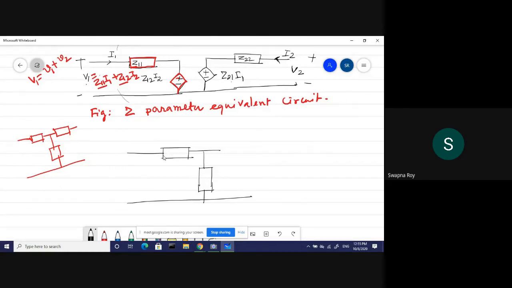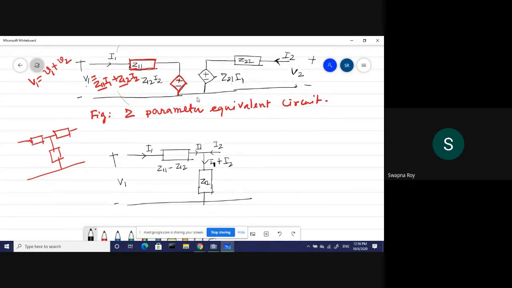The input voltage V1 is equal to Z11 minus Z12. This current is I1, so I1 into Z11 minus Z12. I1 current is entering here, I2 current is entering here, so I1 plus I2 current is in this branch, and this is Z12.